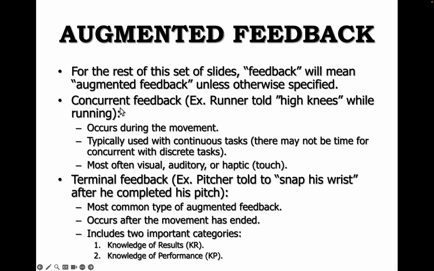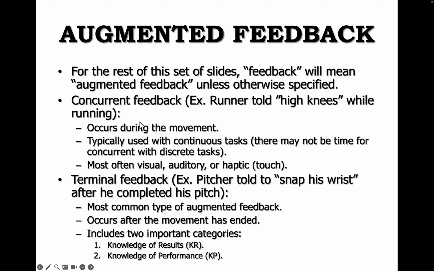Usually, concurrent feedback will be used with continuous tasks. So things that happen over and over again, like running, swimming, biking, those are typically times when we would use concurrent feedback. Discrete tasks are typically too fast in nature to often use concurrent feedback with. Often with concurrent feedback, we have some sort of visual feedback given, maybe auditory or haptic, meaning touch feedback.